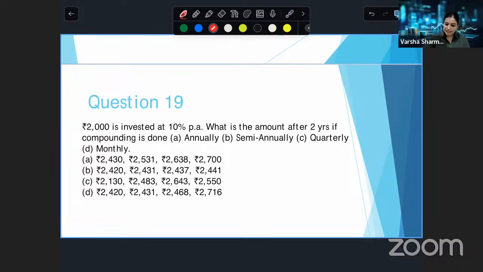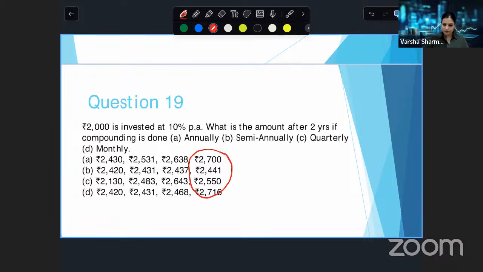The fourth one, monthly, is different for everyone. See, let's only calculate monthly. Whichever matches, that's our answer. Why will we calculate so many? But two are very close. That's anyone, quarterly or monthly.